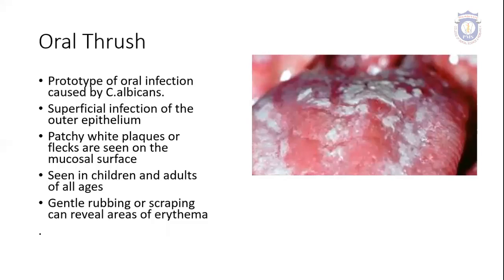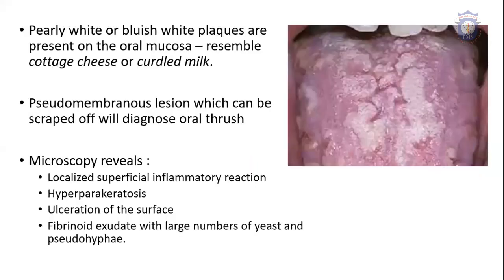So first type is oral thrush. Oral thrush is a prototype of oral infection caused by Candida albicans. You can see superficial infection of the outer epithelium. Patchy white plaques or flecks will be seen on the mucosal surface. It is seen in children and adults of all ages. General rubbing or scraping can reveal areas of erythema.